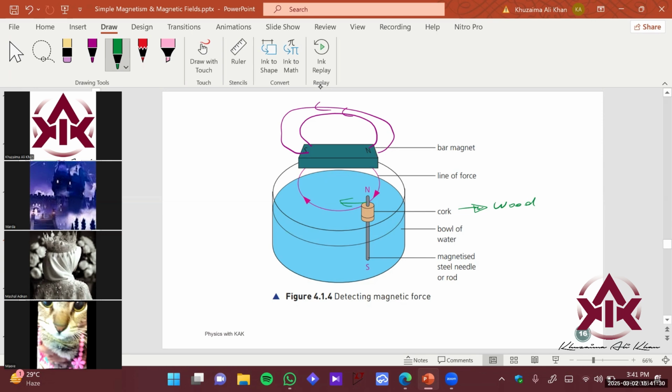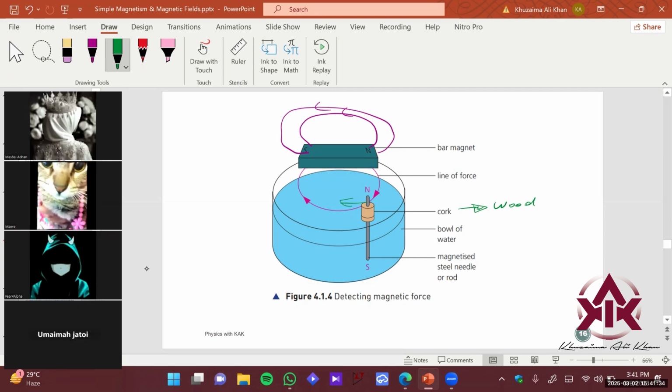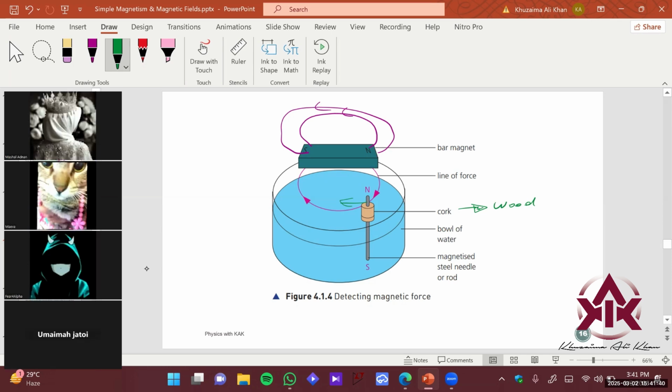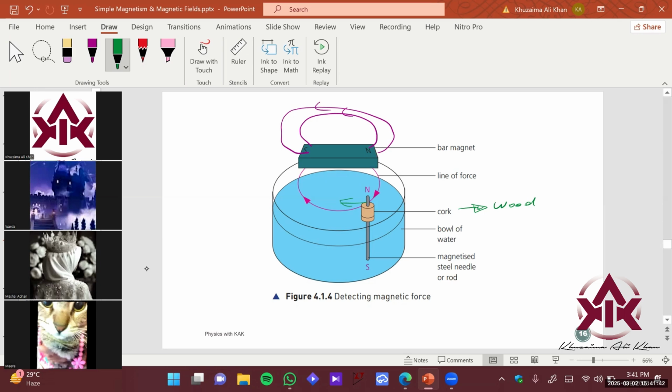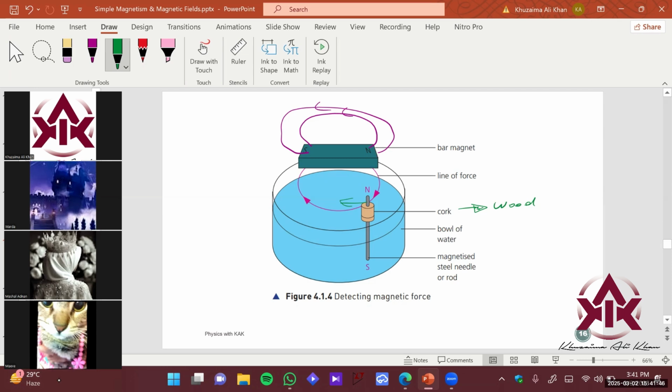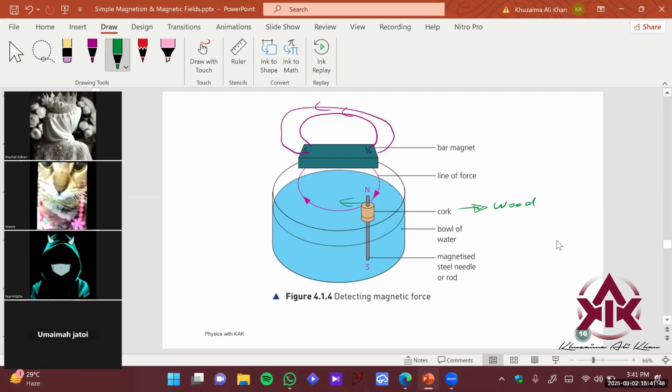Does that make sense? If it makes sense, give me a thumbs up. Just experiment to see if there is a force of repulsion or not. Okay, it makes sense to me. It makes sense to Hamza. It makes sense to Vardha. Yes, Mama, what is not clear?